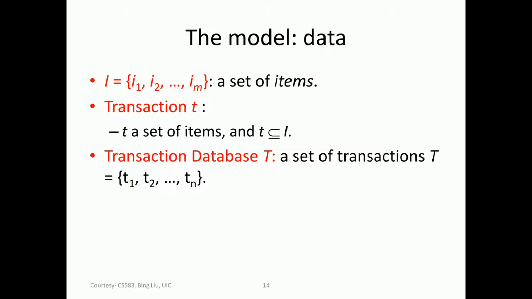Now let us discuss the model of that particular association rule mining. The data is a set of items, so I is a set of items I1, I2 up to Im, and a transaction T is a set of items, that is T is a subset of I, and the transaction database capital T is a set of transactions T1, T2 up to Tn.